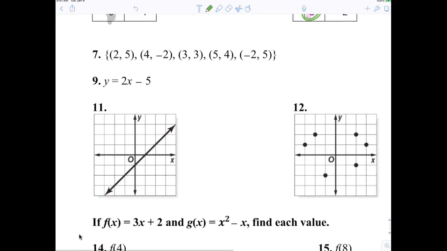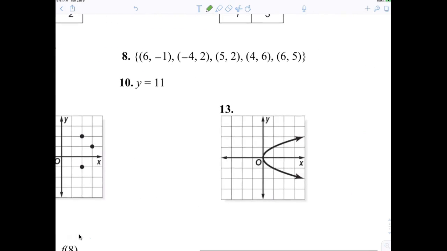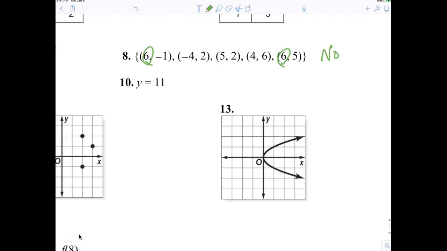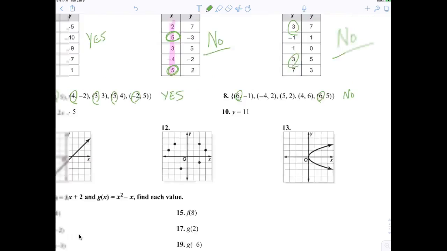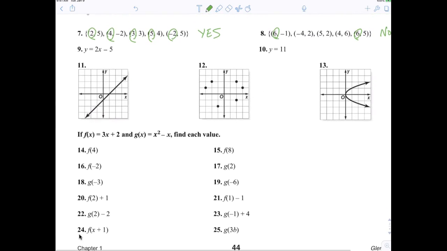Number 7. Yes or no? Yes. 2, 4, 3, 5, -2. Yes. Number 8. Yes or no? No. Everybody agree with that? Very good. All right. Now, for some strange reason, they introduce a line here, which I'm not going to put on the test.